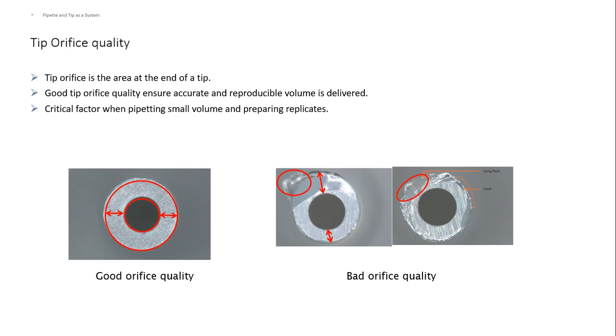So we have the tip orifice. This greatly affects the accuracy and precision of your pipette. This bad orifice on the right side can cause retention in your pipette tip. If you have retention, it means what you aspirated is less than the volume expected. So we avoid this one. Choose a better pipette tip.